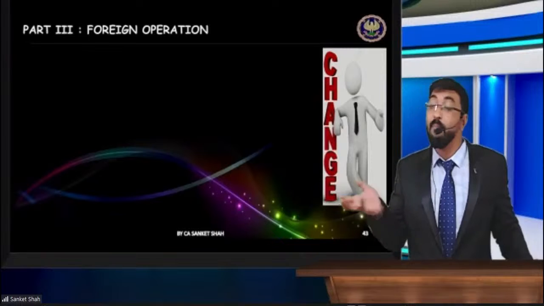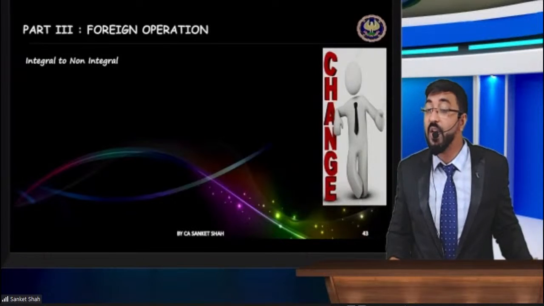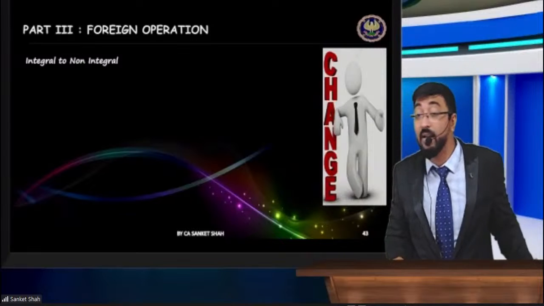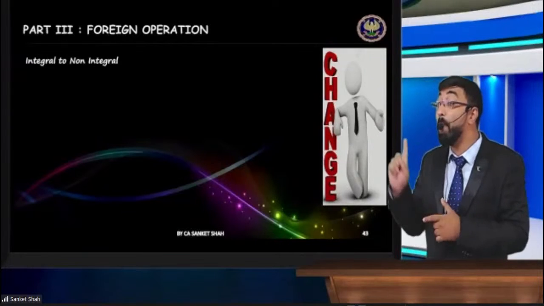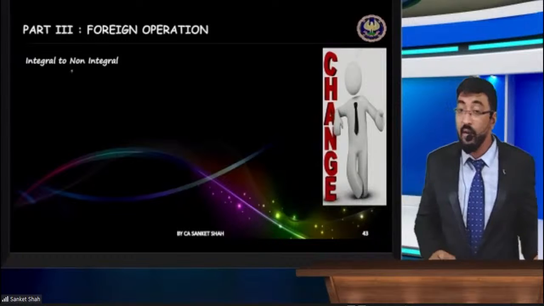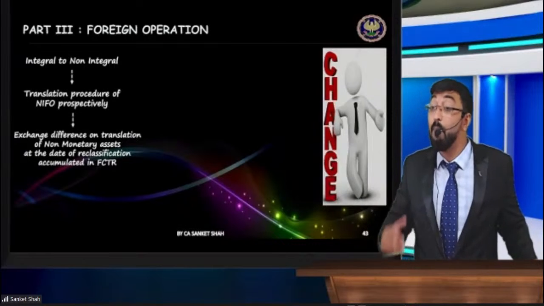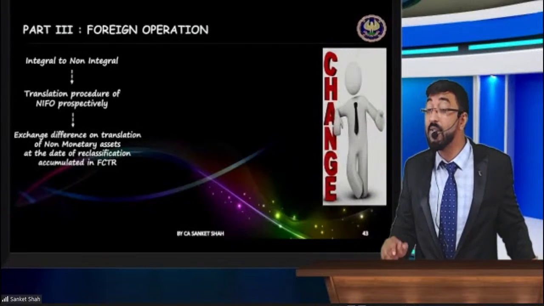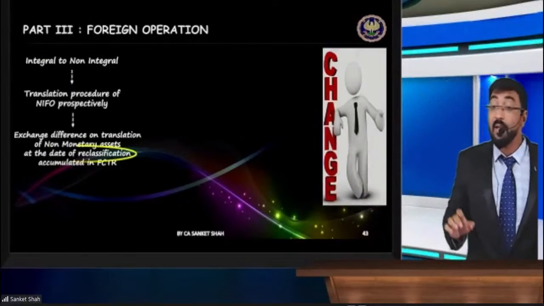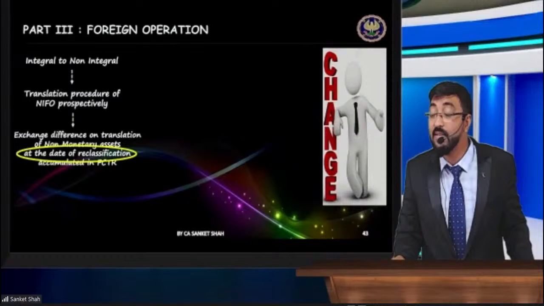Okay, so beta, suppose this is the last part. Earlier it was integral, now it becomes non-integral. If there is a change in the classification from integral to non-integral, where you adjusted the difference in P&L as integral, and now I want to adjust it in the FCTR, I will not continue with the date of purchase, I will continue with the closing rate. So here, remember, on date of classification, you will adjust the difference in FCTR, but prospectively. Previously, please forget it. Whatever exchange difference arises on date of reclassification, you will adjust it in the FCTR account.